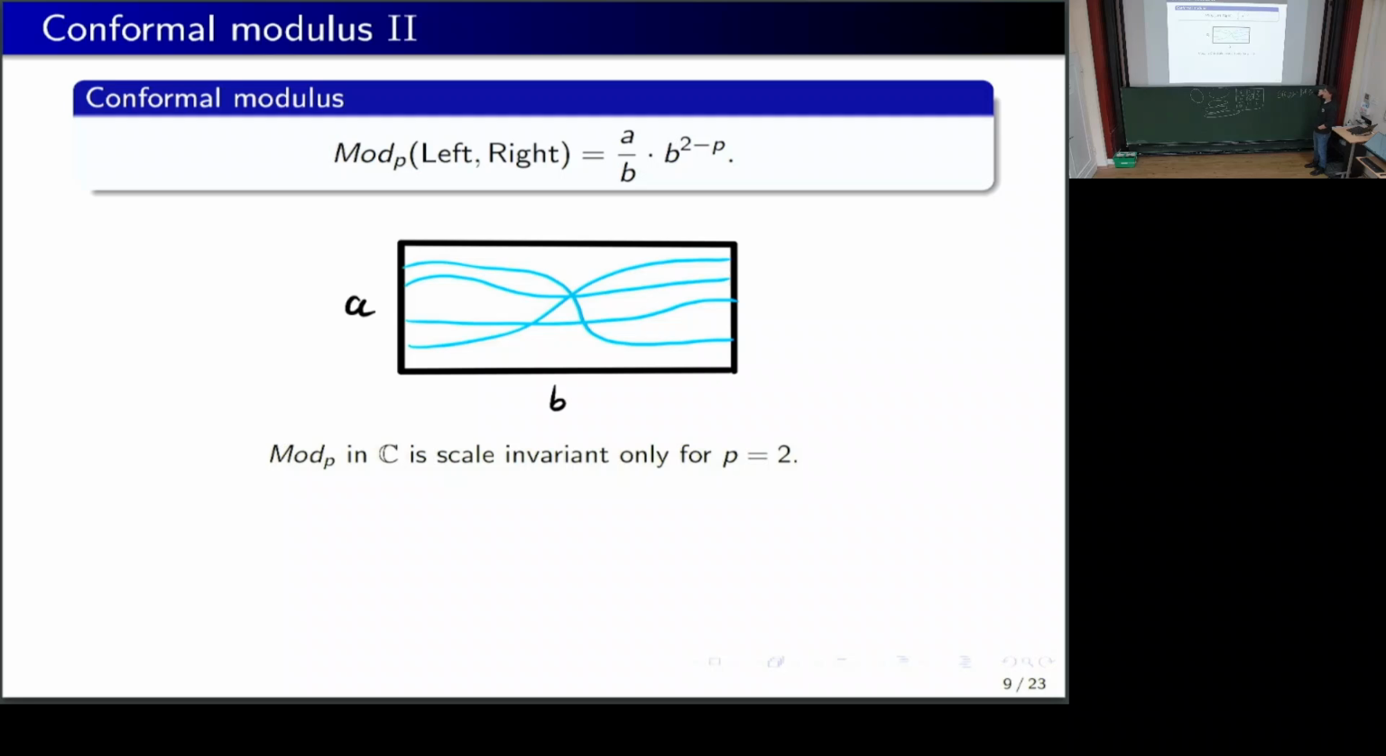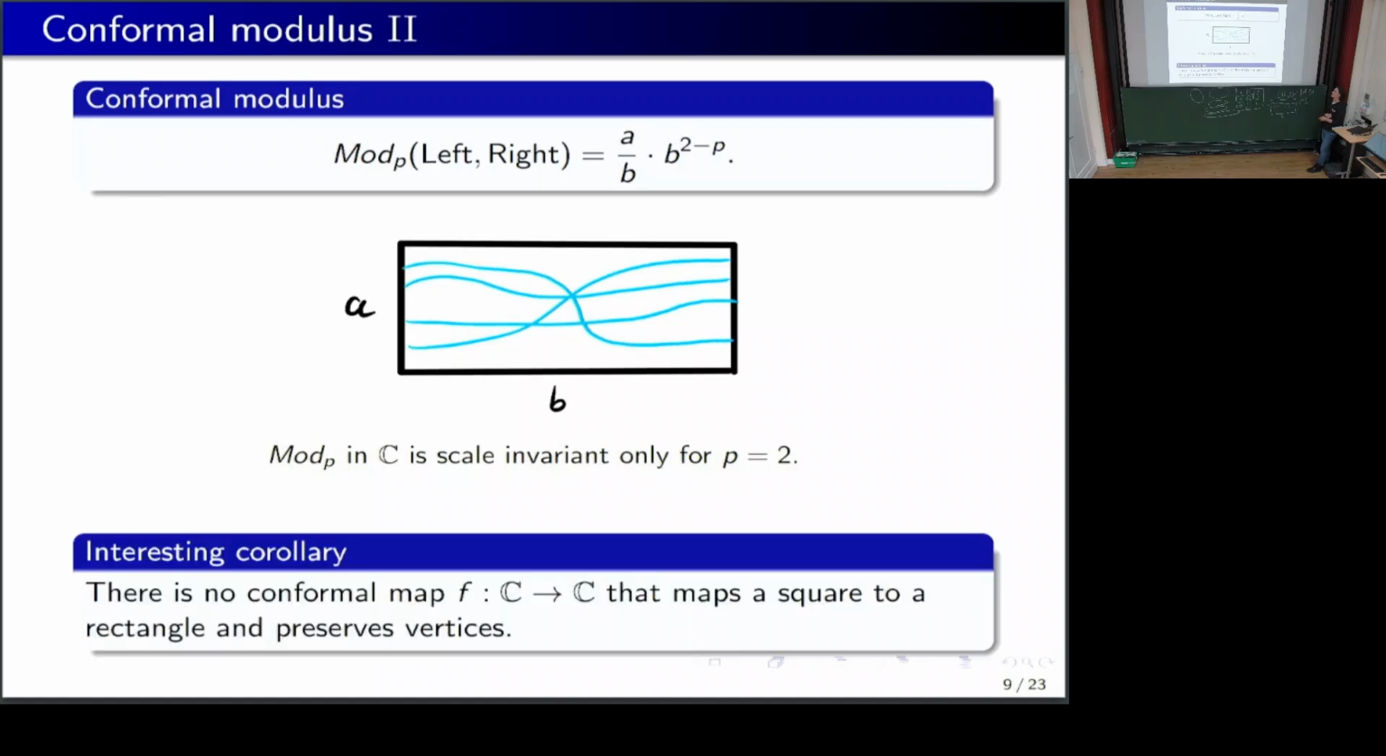Another example in the complex plane is the modulus of a rectangle. I studied all the rectifiable curves here and here. For this, I can compute that the optimal density is actually just a constant. And again, I will see that the modulus is scale invariant only for p equals 2, like in the previous case.